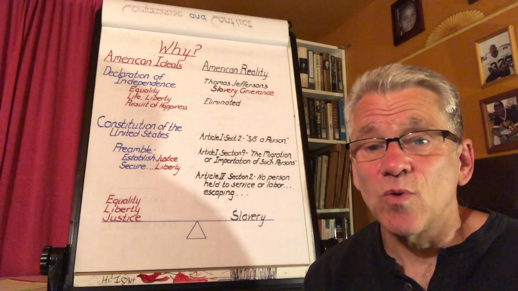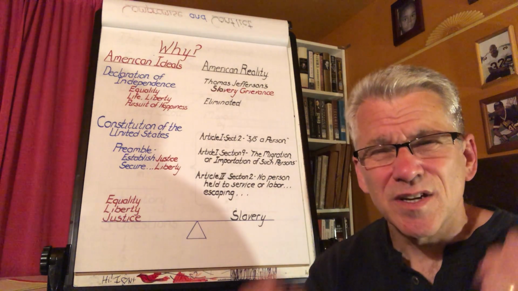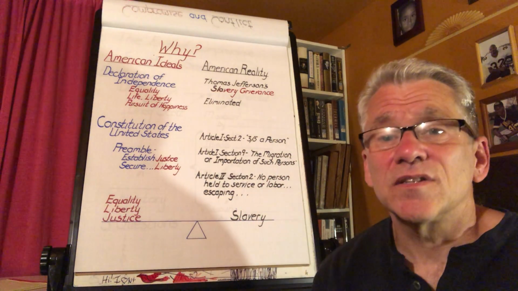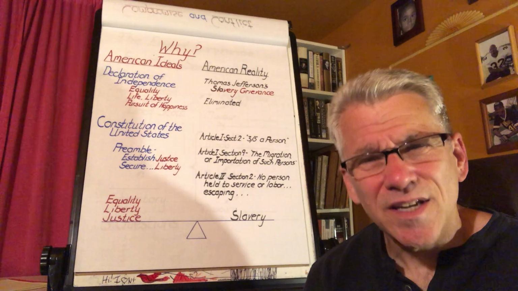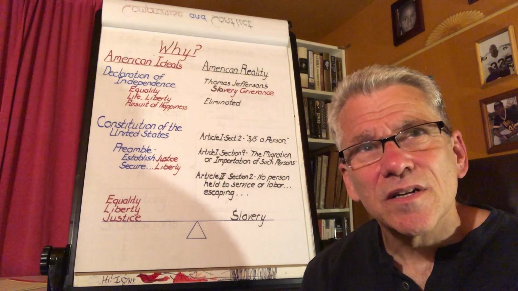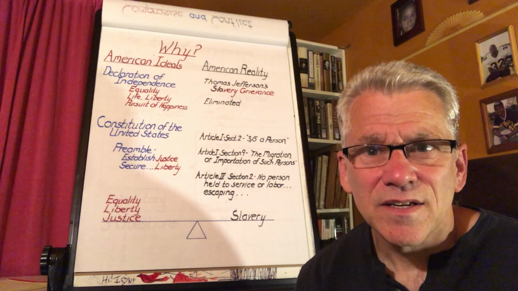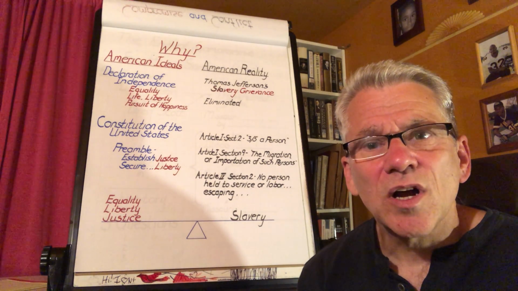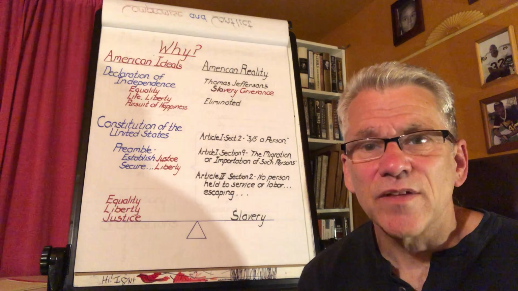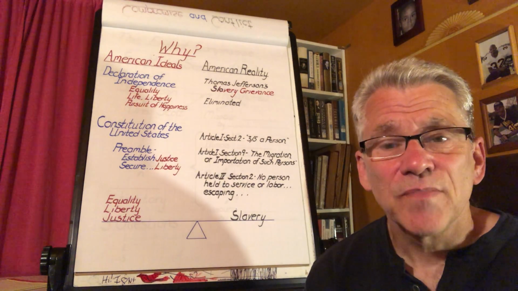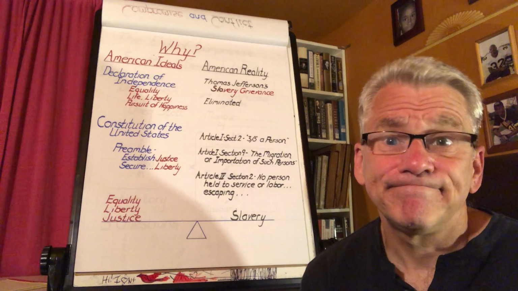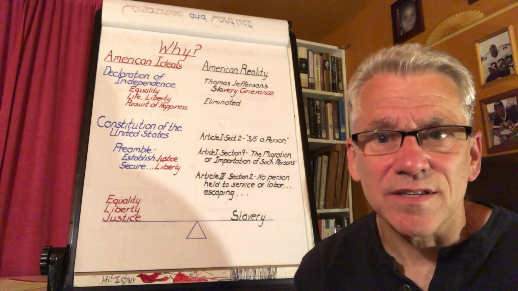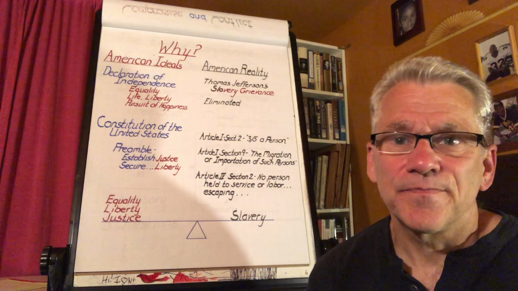So, look at this balance. On the one side, you have equality, liberty, justice, pursuit of happiness, the highest of human principles. On this side of the balance is slavery. Can you have both? Can you compromise that? Let me illustrate. What if I said, I'm gonna compromise my breath, but maintain life? In other words, I'm not gonna breathe, but I'm gonna maintain life. Of course not. One requires the other.